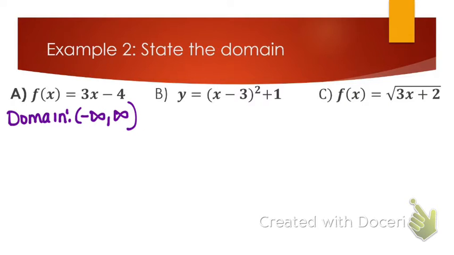Let's look at question B. Do you see a fraction? Do you see a square root? A square root, not a square. Do you see a radical or a square root? No. So what's your domain? All real numbers.